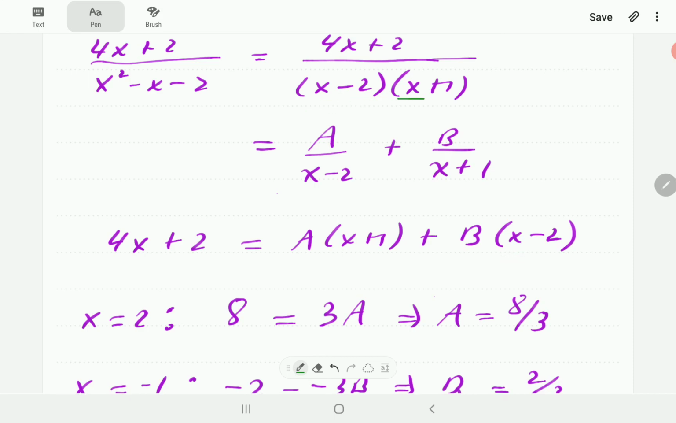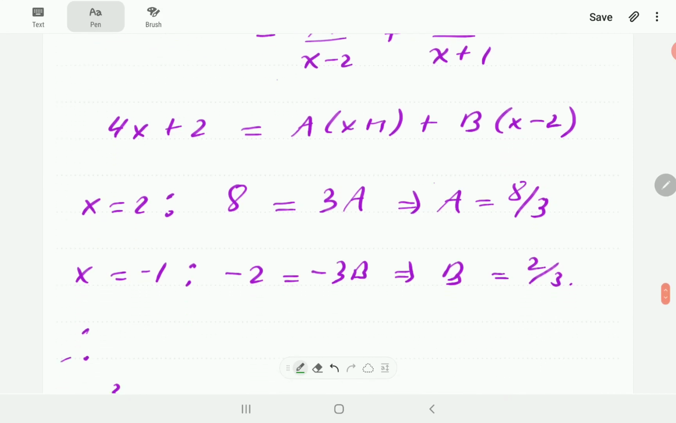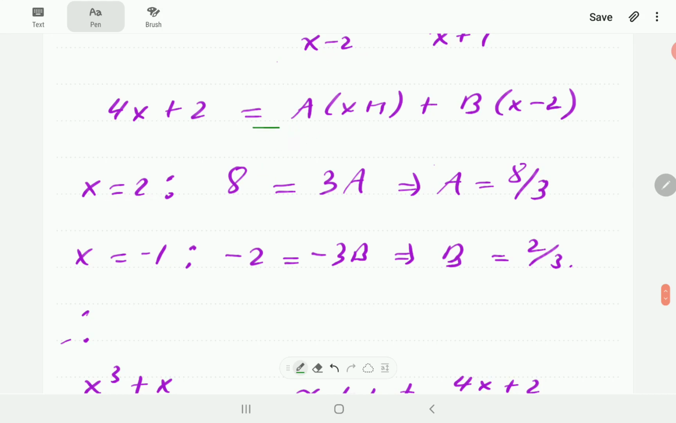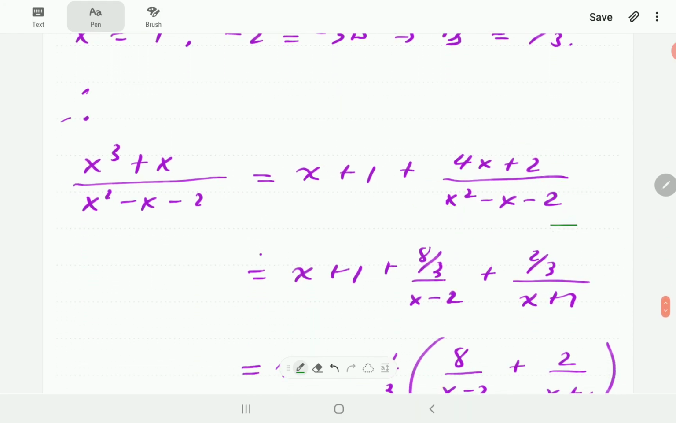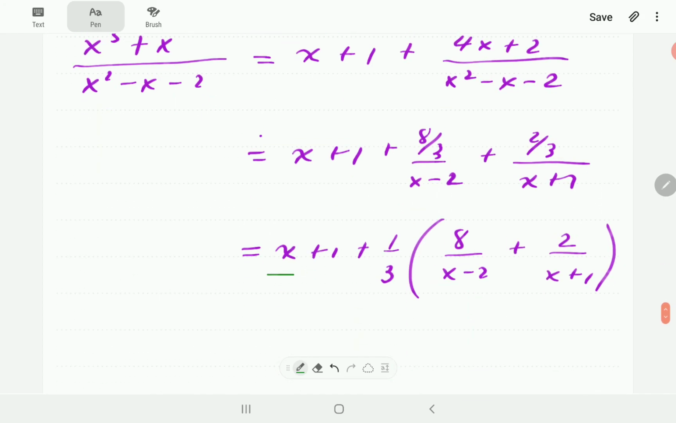The two roots of these are 2 and negative 1. I plug in x is 2 here, we get A is 8 over 3. When I plug in x is negative 1, get B is 2/3. So that means this we can write like that, and finally it looks like that. Okay.